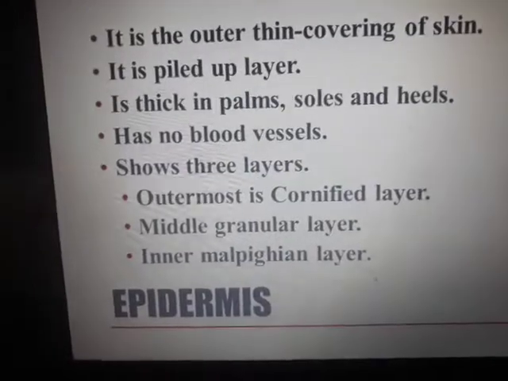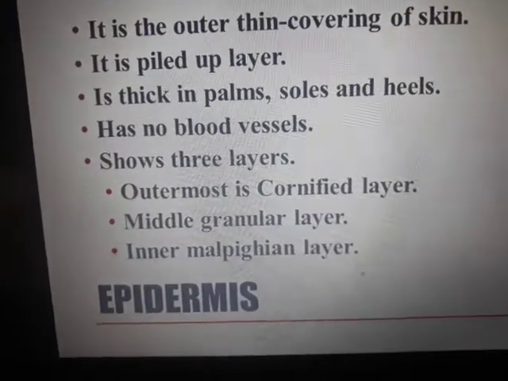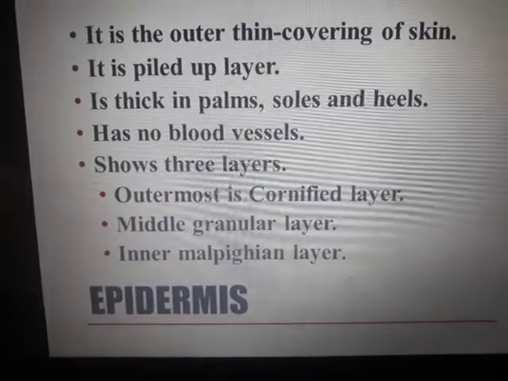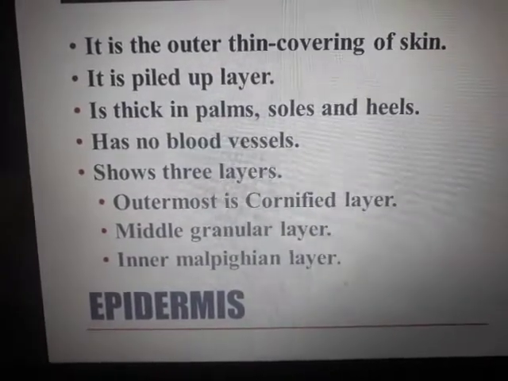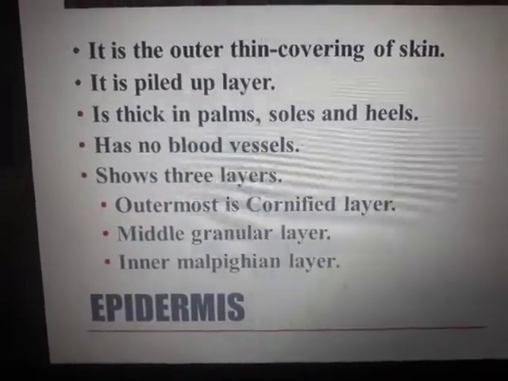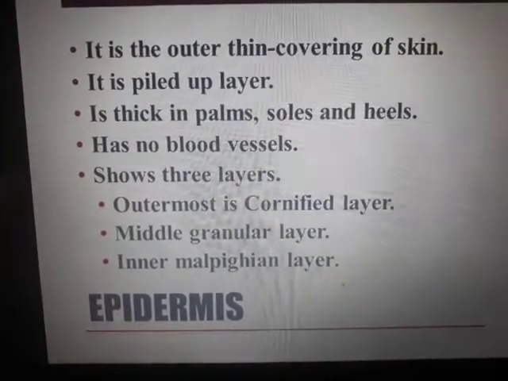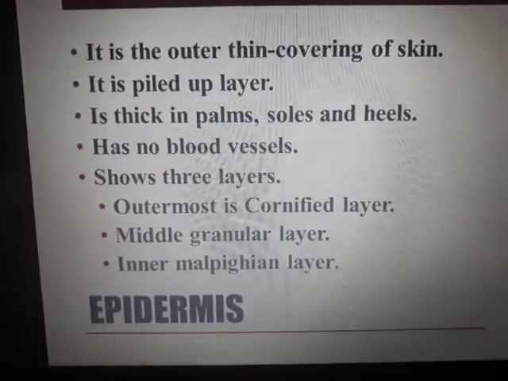It shows three layers. Outermost is the cornified layer, middle is the granular layer, and inner is the Malpighian layer. These are important layers. You will have to learn them. Furthermore, we are going to study them in detail. So outermost is cornified, middle is granular, inner is the Malpighian layer.